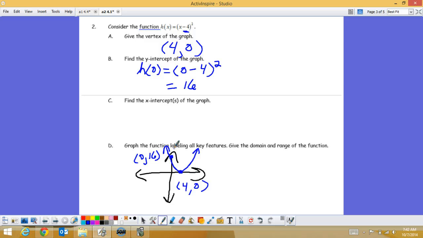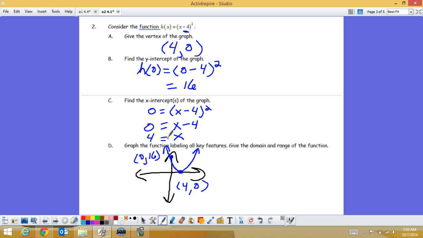Now, the x-intercepts, again, can be found by setting that right side equal to 0. And since we have the squared part by itself already, we're going to undo that by taking the square root of both sides. And in this case, 0 only has one square root. It's 0. Positive 0 is the same as negative 0. So to get the x by itself, we add 4. So that gives us our only x-intercept of 4.